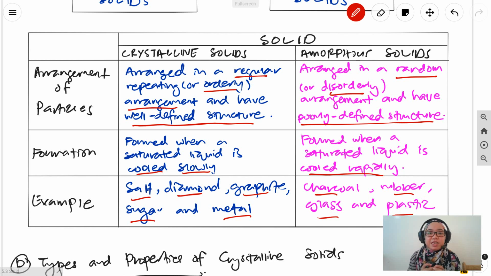Okay, I hope that you will understand this chapter. Okay, this subtopic is quite easy compared to the liquid and gas subtopic. So I hope that you can grasp this knowledge about solid rather easily compared to the liquid and gas, because this is very easy.